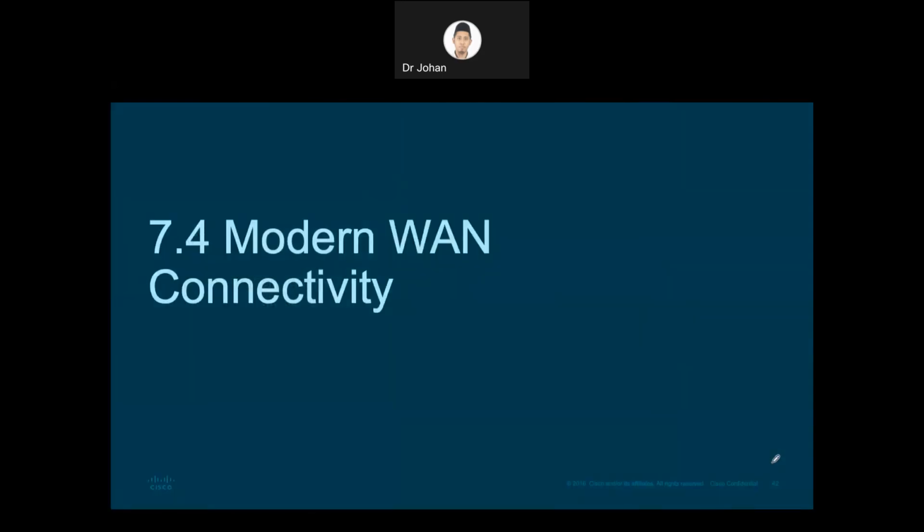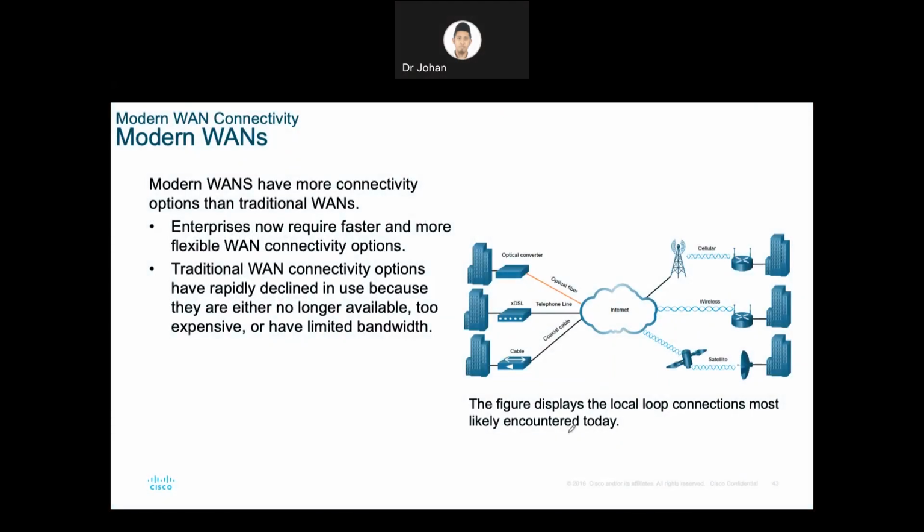Modern WAN connectivity. Modern WANs have more connectivity options than traditional WANs. Enterprises now require faster and more flexible WAN connectivity options. Traditional WAN connectivity options have rapidly declined in use because they are either no longer available, too expensive, or have limited bandwidth.